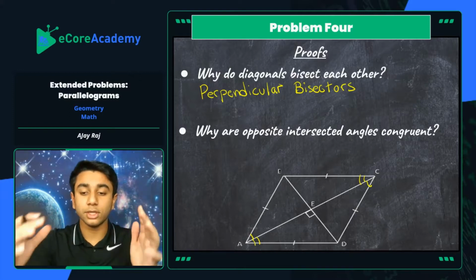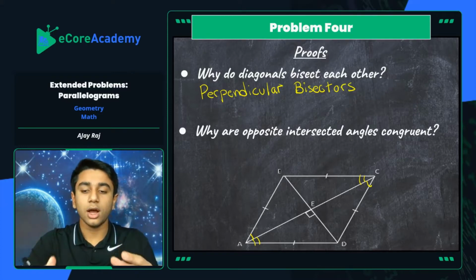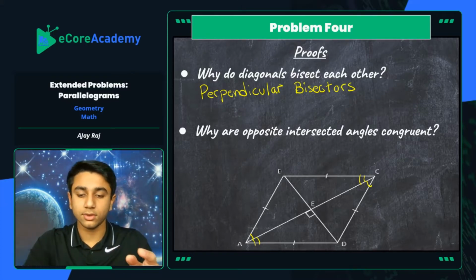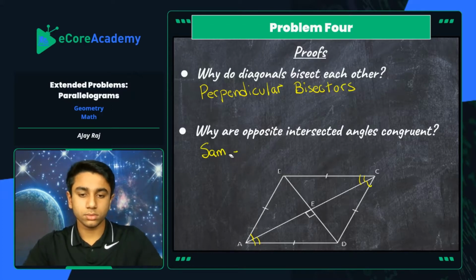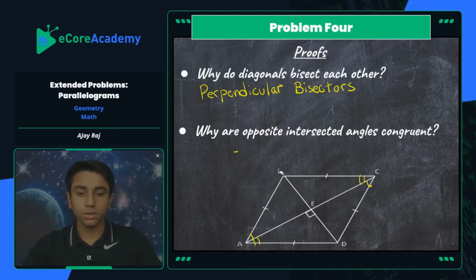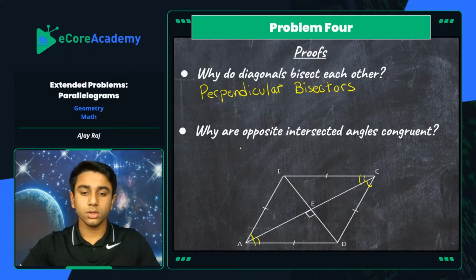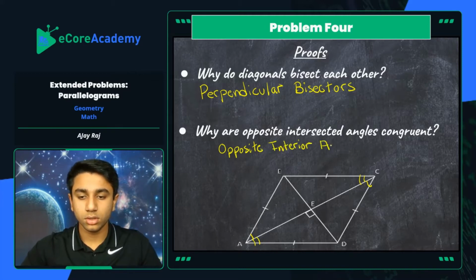Well, if you think about it in terms of transversals, meaning AD being one parallel line to BC, which are parallel lines, and this is a transversal, we can tell that this is true because they are opposite interior angles. You know that opposite interior angles are always going to be congruent.